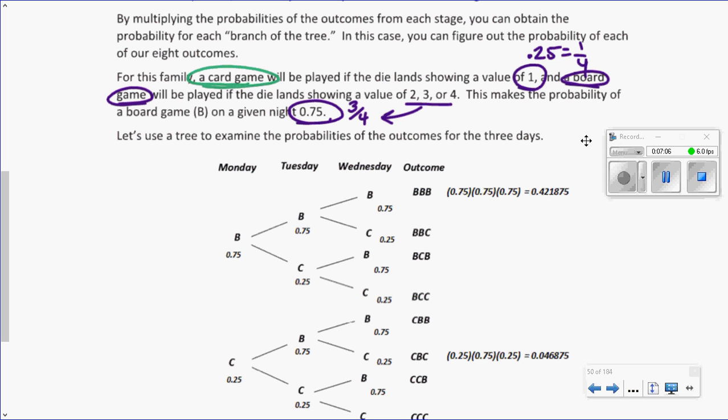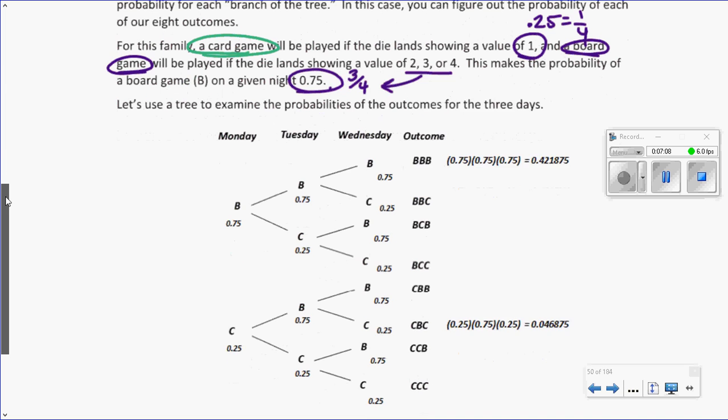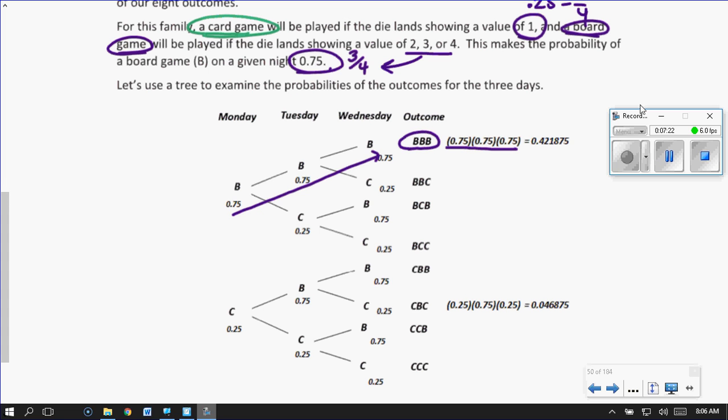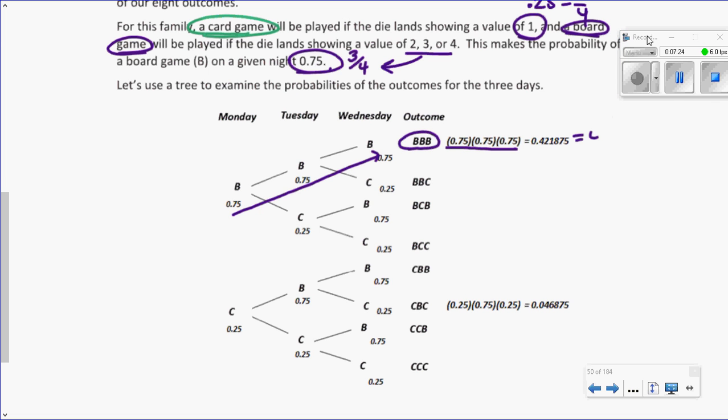So there we go. All right, so now below, they've calculated what the probability would be of having to play a board game all 3 nights. That would be 0.75 times 0.75 times 0.75. That's because B represents 0.75. So all you do is multiply those. I like to see them as a percent too, so just move the decimal over, and it's kind of easier to see the probabilities there, because 42% is a little less than half.